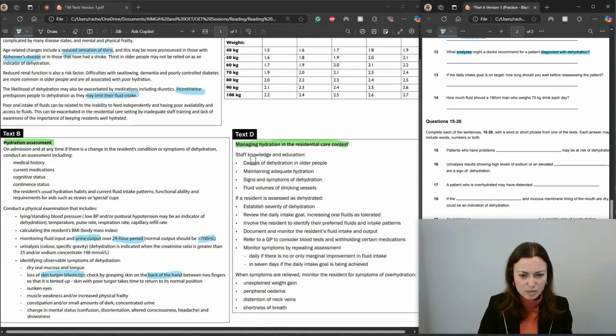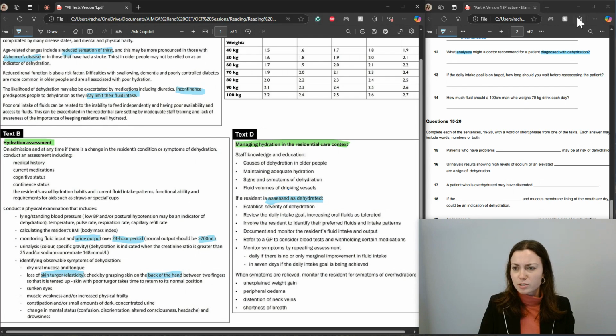We have information about staff knowledge and education. If a resident is assessed as dehydrated, so that tells me we're in the right place there. And then a list of things to do. And so I'm skimming here. Is there anything mentioned about tests?